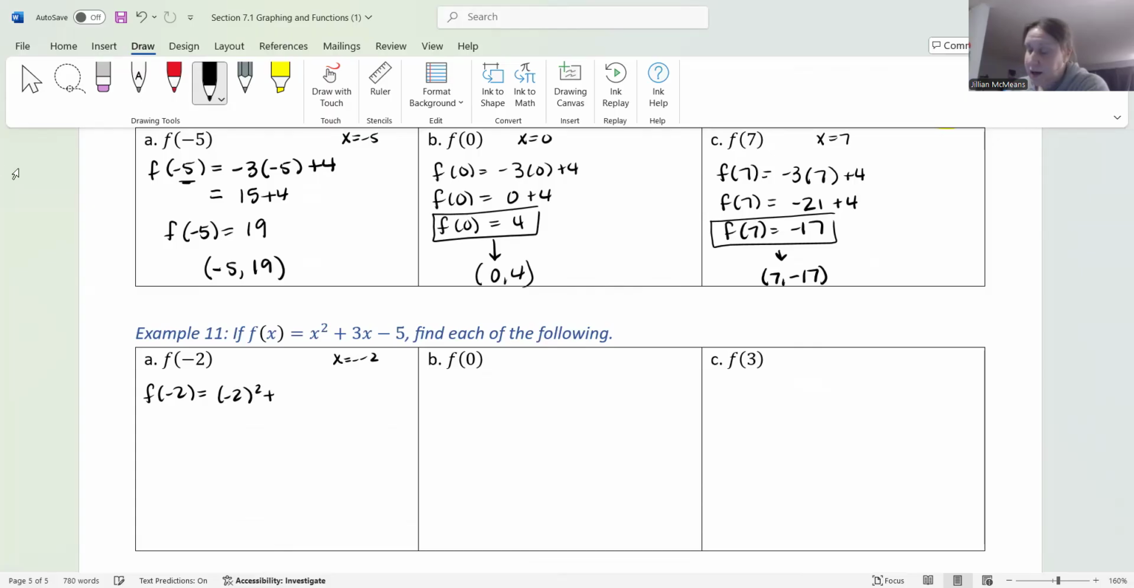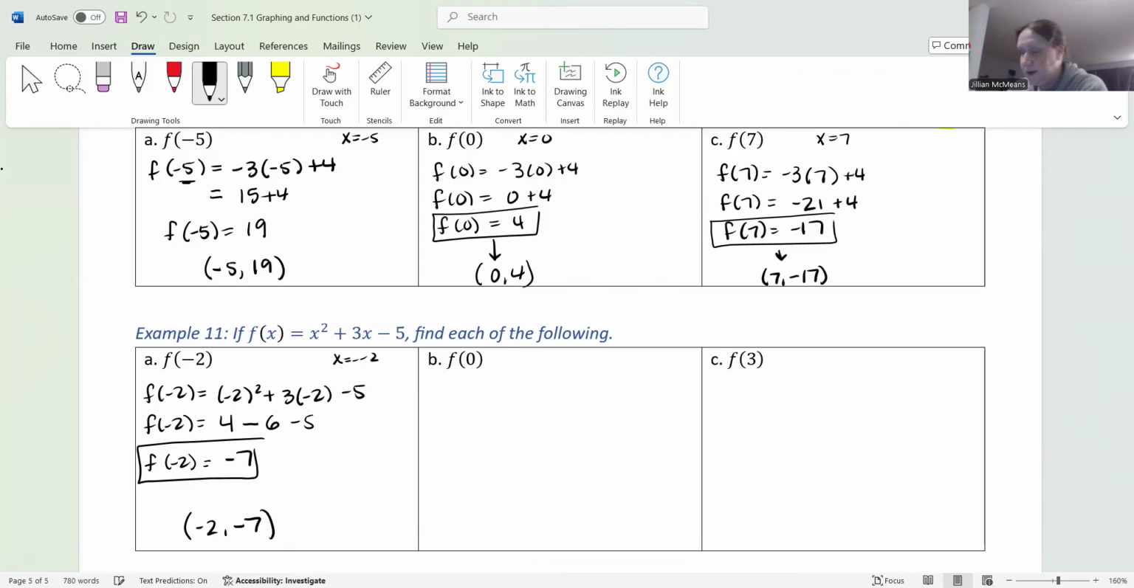So x squared is going to be negative 2 squared plus 3 times x, which is negative 2, minus 5. Following the order of operations, we're going to do exponents and multiplication. So negative 2 squared is 4. 3 times negative 2 is negative 6, and I'm just going to write that as minus 6, and then drop down your minus 5. And then f of negative 2 equals 4 minus 6 is negative 2. Negative 2 minus 5 is negative 7. And this would correspond to the ordered pair negative 2, negative 7.